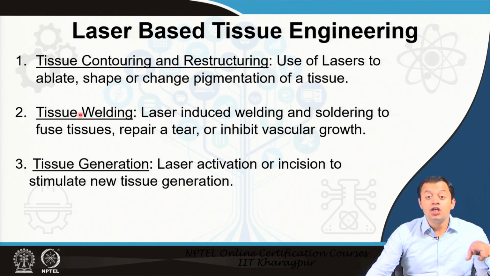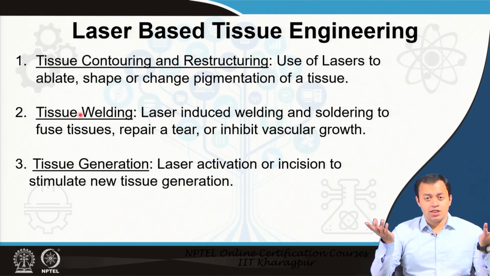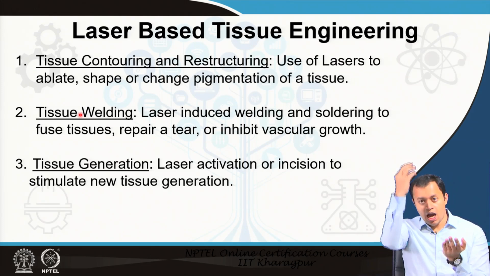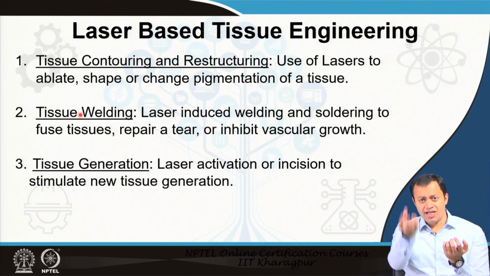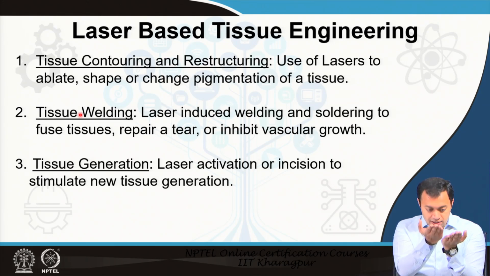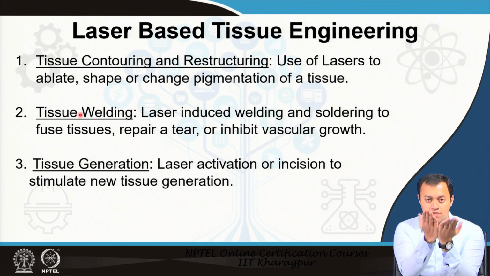Then there is tissue welding. It's just like metal welding. 2 metal plates are joined together, and you have a welder with a high power heat source or a laser source that converts the junction between the 2 plates into a molten state, and the 2 molten metals fuse at the junction, and upon cooling they become one single plate.